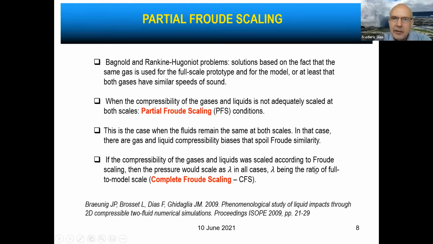If, and we can do this numerically, the compressibility of the gases and liquids is scaled according to fluid scaling, then the pressure scales as lambda as well. And that's the complete fluid scaling that we can accomplish numerically, but not experimentally.